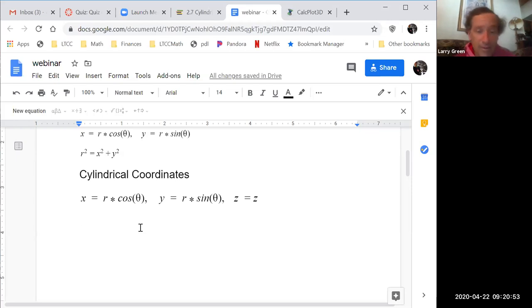And let me explain why. Let's suppose you have a cylinder. How about the easiest cylinder? So let's suppose you had x squared plus y squared equals, how about 4, just for fun? Okay, that's in rectangular coordinates.